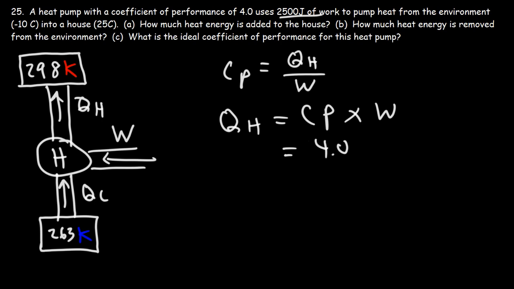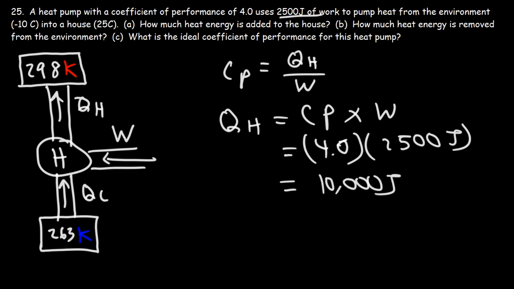So that's 4.0 times 2,500 joules. So 4 times 25 is 100. So 4 times 2,500 is 10,000. So that's how much energy is going to this house. 10,000 joules of heat energy is being added to the house.